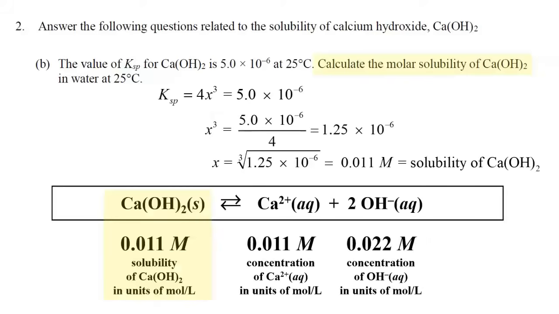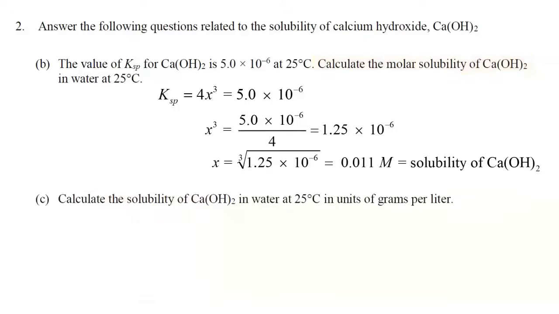So that number represents not only the solubility of calcium hydroxide in units of moles per liter, that number is also the concentration of calcium ions in solution. The concentration of hydroxide ions in solution would be twice as much, or 0.022 moles per liter. Now that we know the molar solubility in moles per liter, we're going to calculate the solubility in units of grams per liter. So the answer to part B is 0.011 moles of calcium hydroxide for every 1 liter of solution.